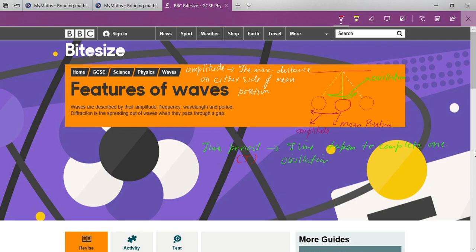Always remember that there is one other term given here, that is diffraction. Diffraction means separation of waves when they pass through a gap, or spreading out of waves. By separation, I mean there will be a little gap between them. So either you can say separation or spreading out of waves when they pass through a gap, that is known as diffraction. Understand?